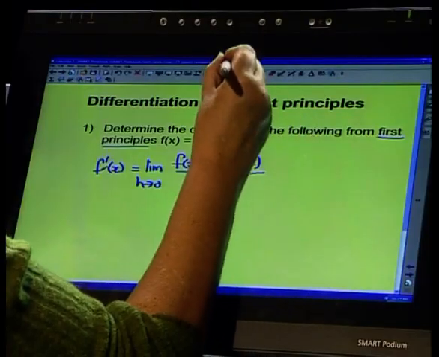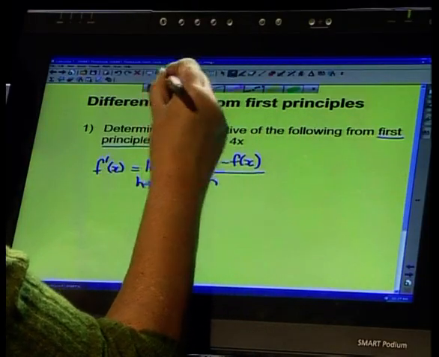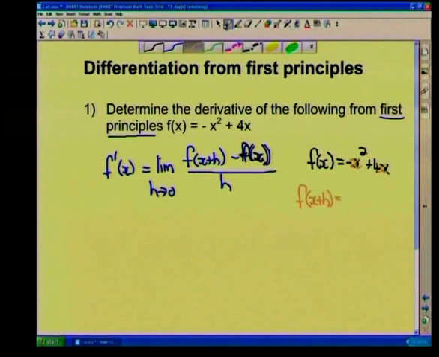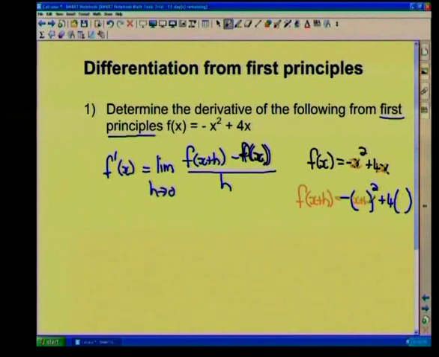Now remember what I said to you, you don't have to do this, but I find this a great help. On the side, I would go f of x equals minus x squared plus 4x. And I know this is what will replace this part of the formula. However, I want to work out the f of x plus h, which means wherever there's an x, put in x plus h. So we have minus something squared plus 4 times something. And the something is your x plus h. Now you can see why I said it was important we looked at those things first of all.